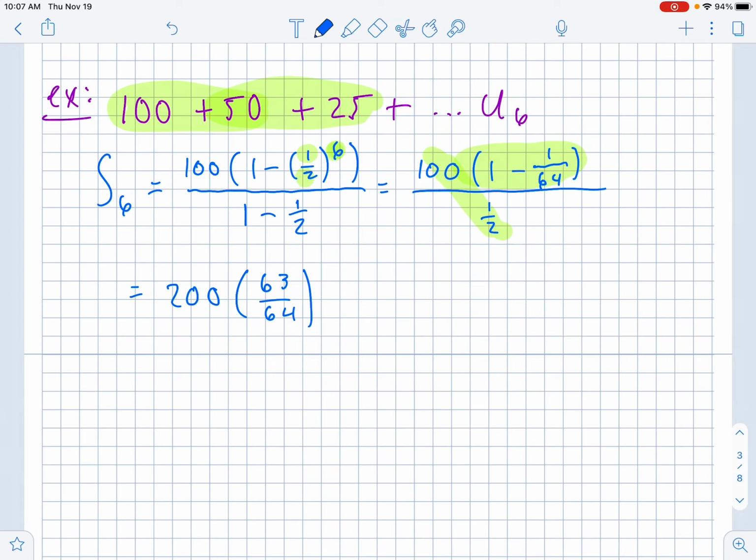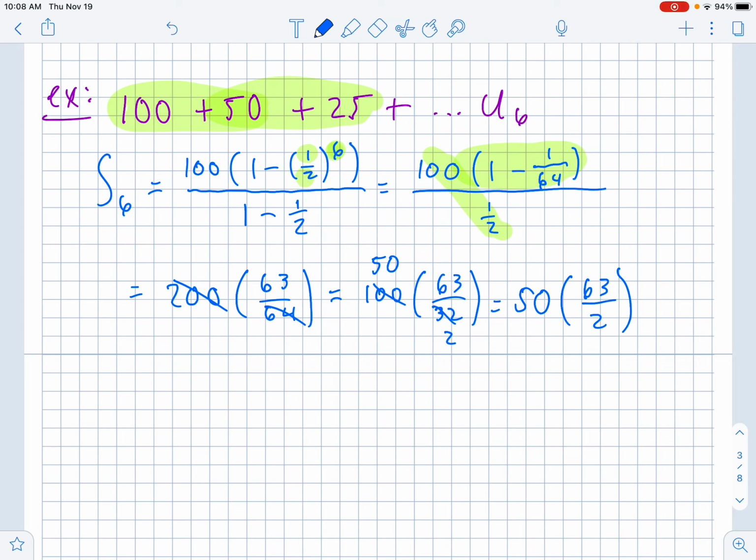Did I make a mistake? No, we're good. So then I would multiply straight across, or you could cancel out a factor of 2 here to get 100 times 63 over 32. And then you could cancel out a factor of 2 again. So this would be 50 and 2 down here. So that's 50 times 63 over 2.